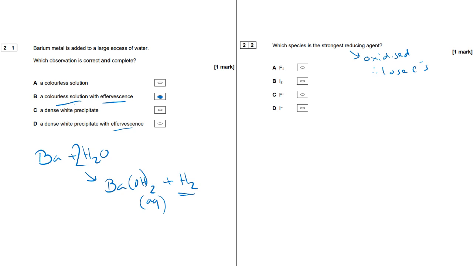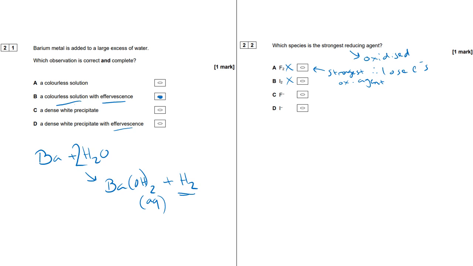So it wouldn't be F2 or I2 because they are going to be gaining electrons. They're going to be acting as oxidizing agents. F2 is in fact the strongest oxidizing agent. Very likely to gain electrons because it's a small molecule, or a small atom.